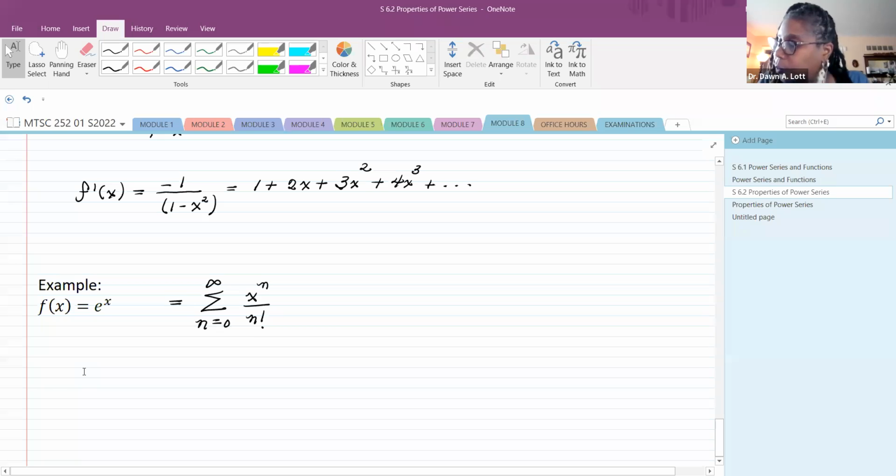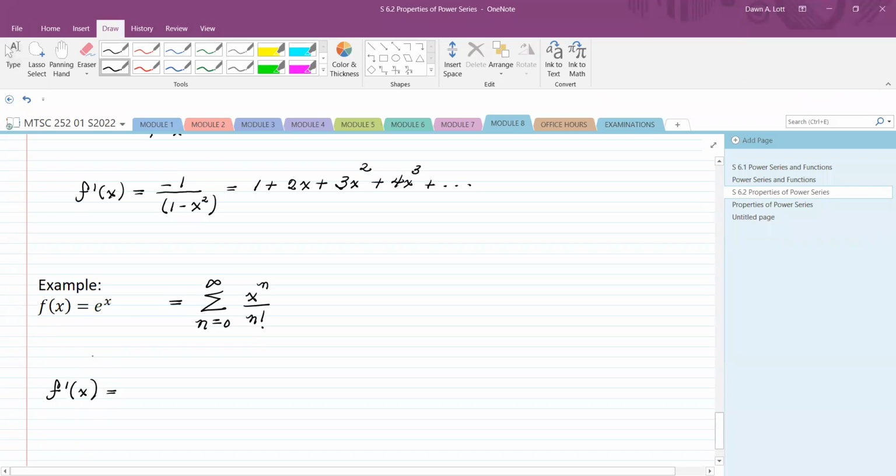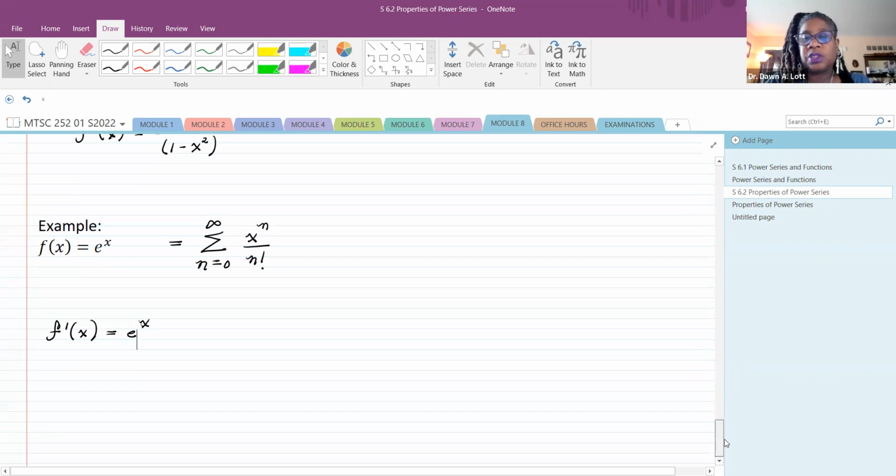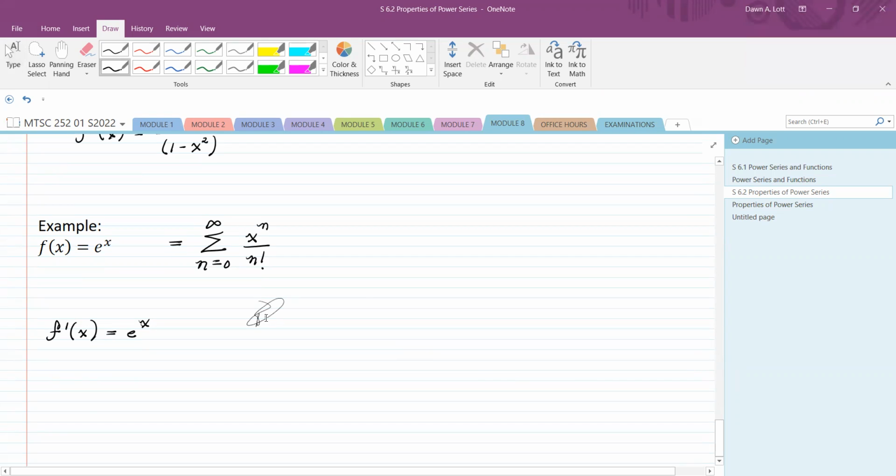All right, so what do I know about the derivative of e to the x? What function is it? The derivative of e to the x is? E to the x. Good, e to the x. So that means if I differentiate this other function, it should still be e to the x. So when I differentiate it, look at this.